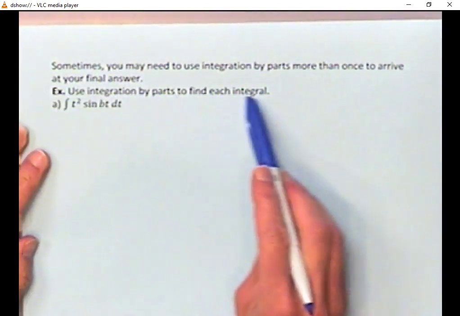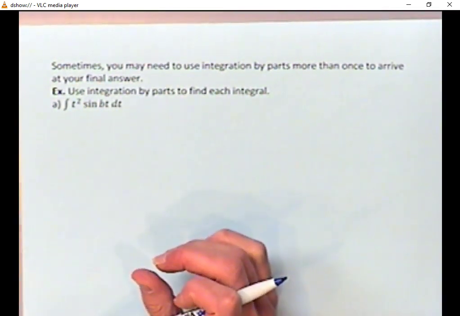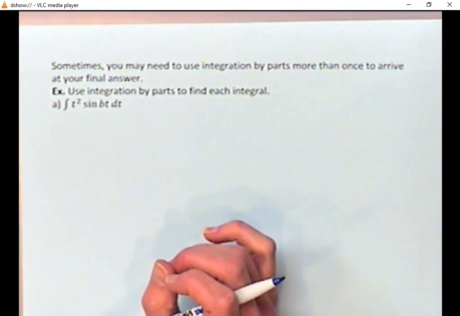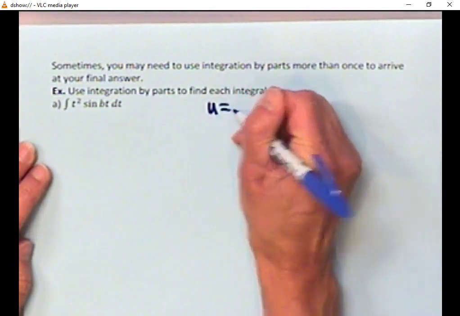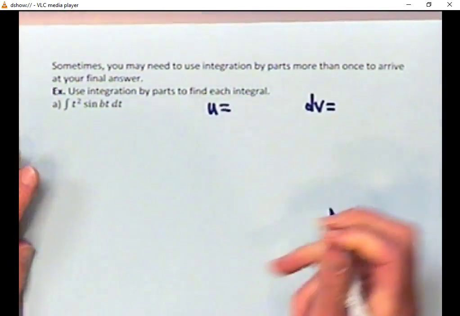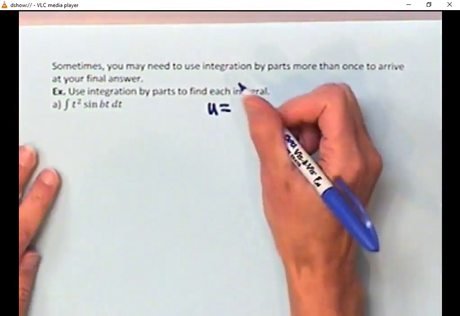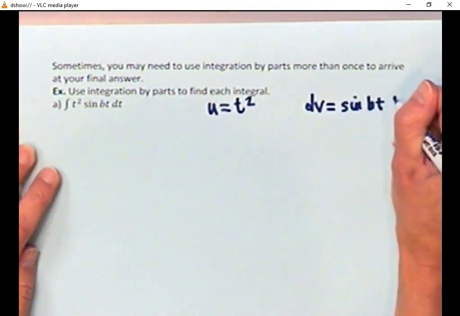So we're still using integration by parts. This one's t squared sine of bt. Now b here just represents some constant, so it could be 5t, 2t, but it's just a constant. So let's go ahead and start u and dv. Remember, you usually want to choose u to be the simpler part. So what would be your u? T squared. Good choice. Okay, dv, let's make sine of bt dt.